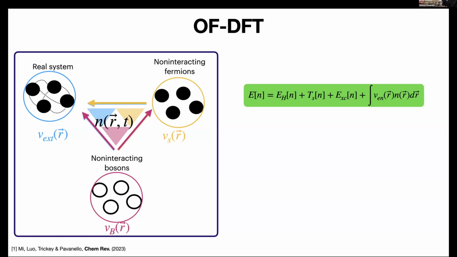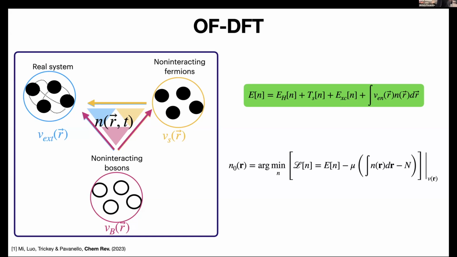Now, in orbital-free DFT, we exploit the same functional for the total energy as in Kohn-Sham DFT, which contains the Hartree energy, the non-interacting kinetic energy, exchange correlation, and electron-nuclear interaction. In Kohn-Sham DFT, the non-interacting kinetic energy is expressed in terms of the Kohn-Sham orbitals, while in orbital-free DFT it is a functional that depends explicitly on the electron density. So under certain approximations, this method scales linearly with the system size. Now, by doing variation and minimization of this functional subject to the constraint of N-representability, we get the ground state density of our system.